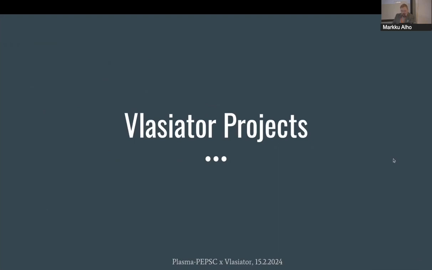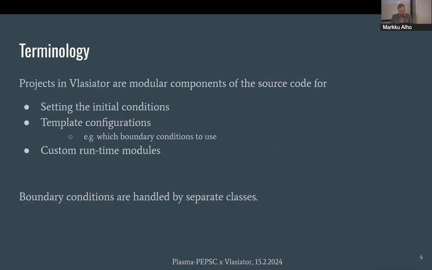So let's get into business. What are these Vlasiator projects? And this is a bit of a terminological thing, that the projects in Vlasiator are these modular components of the source code, and those give you the initial conditions of the run. So you set the background magnetic fields and so on, and the plasma conditions. And they also serve as template configurations.